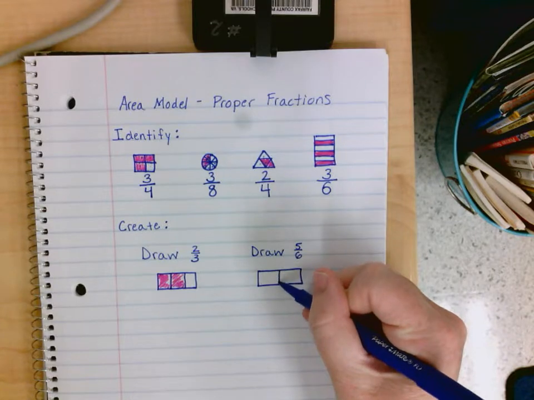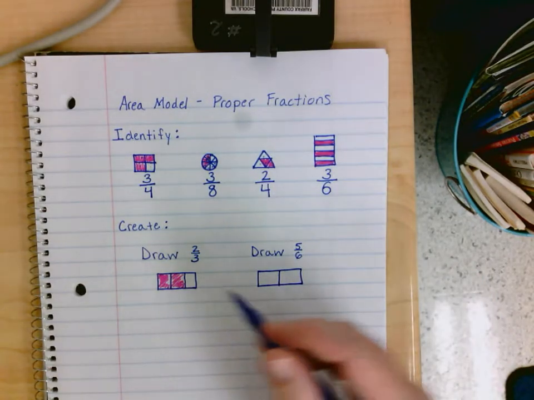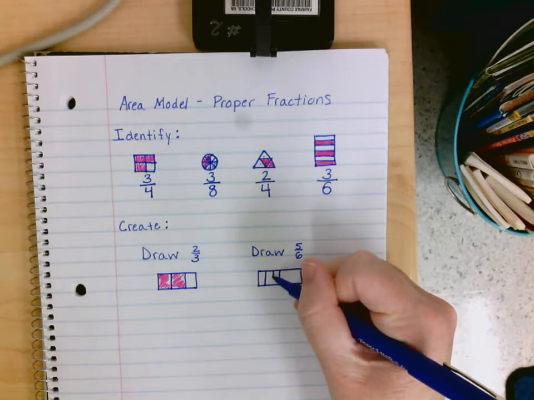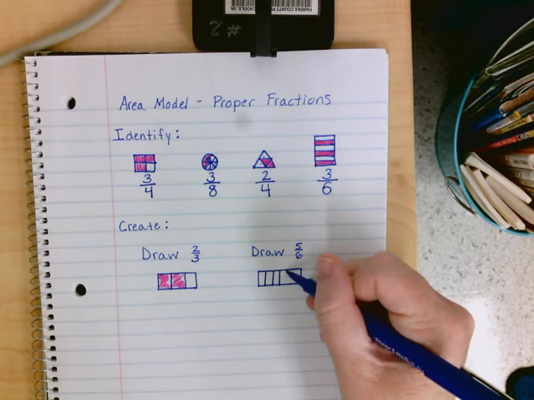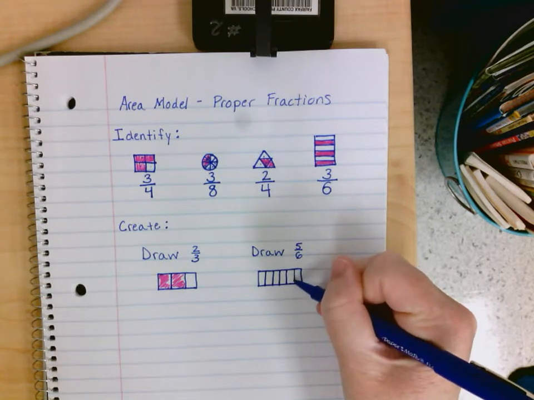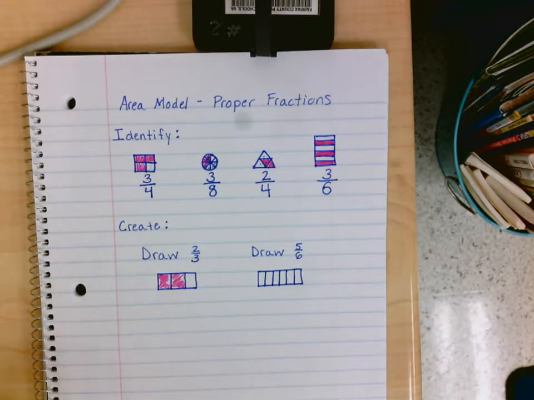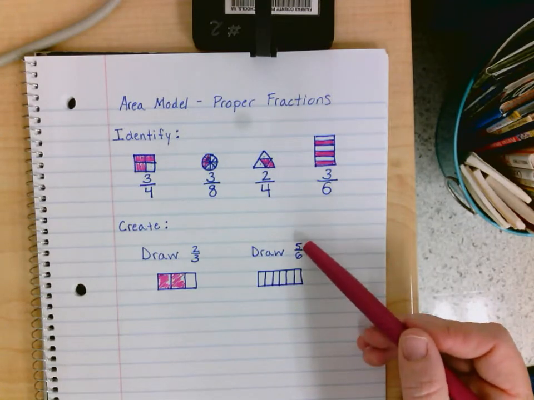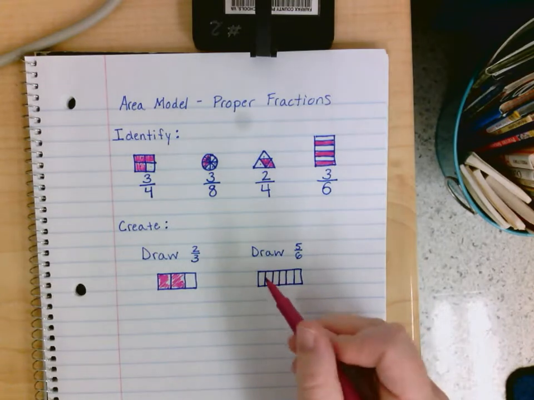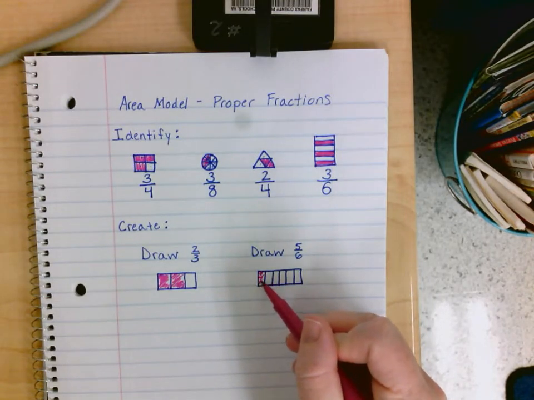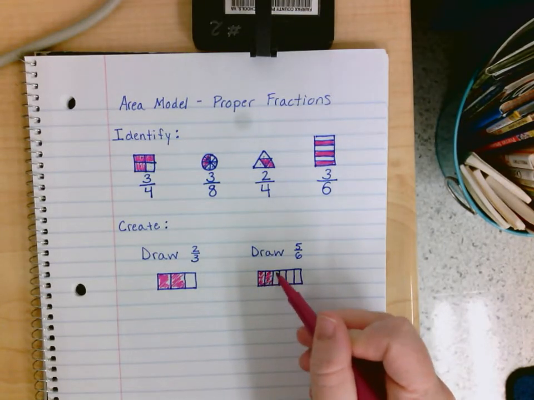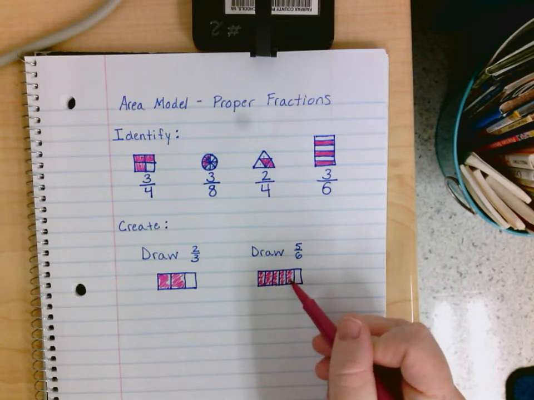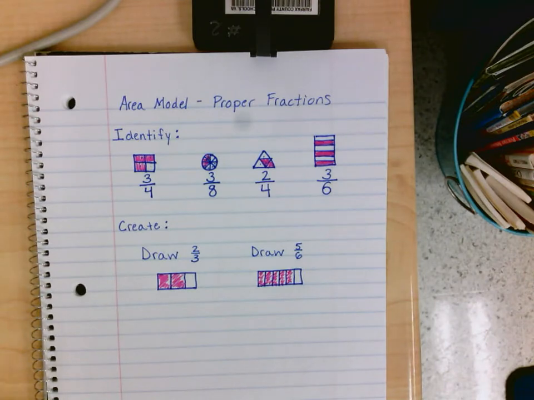So I'm going to divide my rectangle in half, and then I'm going to think about what I did for thirds over here, and have an imaginary middle line, and then draw my 2 lines to the left and the right of that. Now I'm going to look at how many 6ths I have shaded. I have 5/6 shaded. So 1/6, 2/6, 3/6, 4/6, 5/6 shaded.